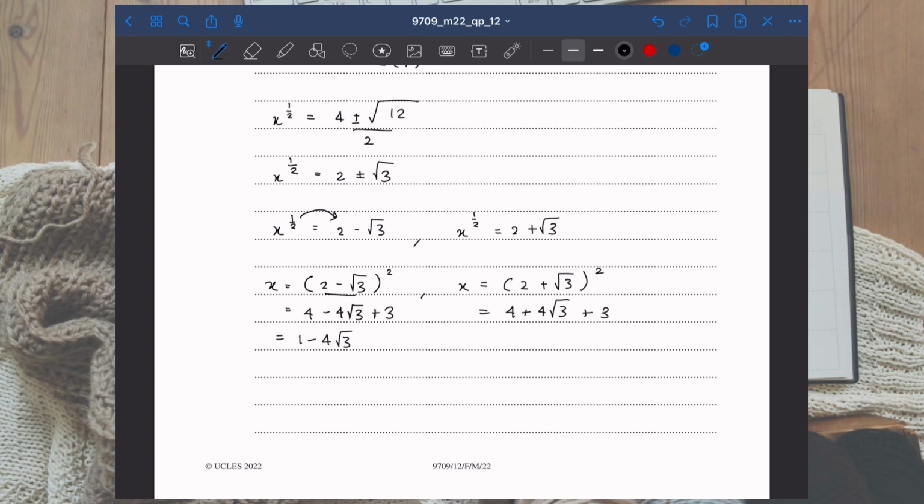Oh, sorry, this is plus 3. So you get 7 minus 4 root 3. And then here you'll get 7 plus 4 root 3. Answer will be x is 7 minus 4 root 3, or x is 7 plus 4 root 3. That's your final answer.